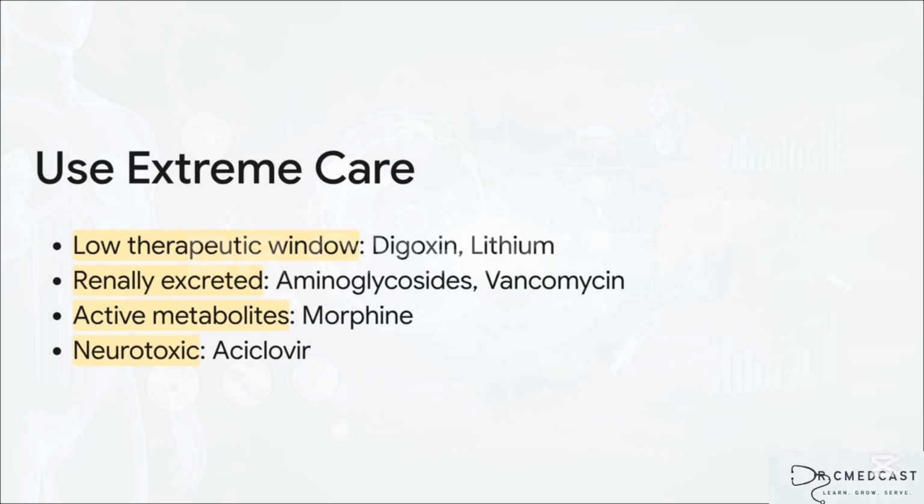First, you've got drugs with a narrow therapeutic window, like digoxin and lithium, where the line between helpful and harmful is razor thin. Then you've got the drugs that are almost exclusively gotten rid of by the kidneys, like certain antibiotics. And then the really tricky ones, like morphine, where it's not the drug itself, but its active byproducts that build up and cause major problems.